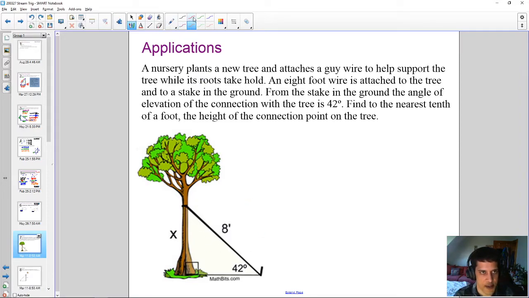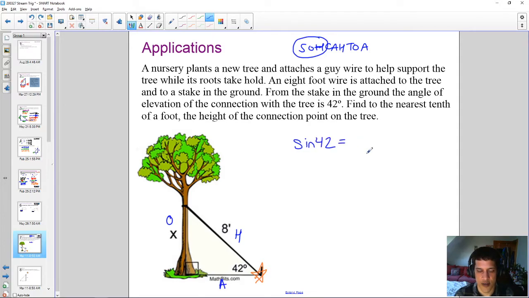What do you remember about our steps? Step 1, we pick our angle. It's this 42-degree angle over here. Step 2, we want to label our sides: hypotenuse, adjacent, opposite. Step 3, we want to pick our ratio. I'll write SOHCAHTOA up here to help me again. So it looks like we're looking for the opposite side, and we know the hypotenuse. It's O and H, so that would be sine. All right, so I'm going to use sine.